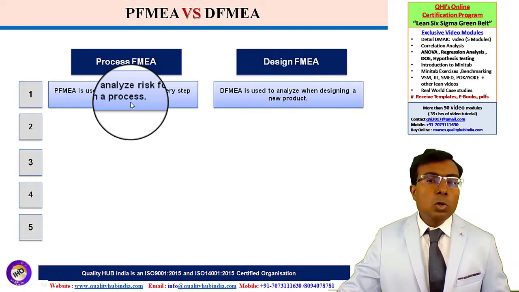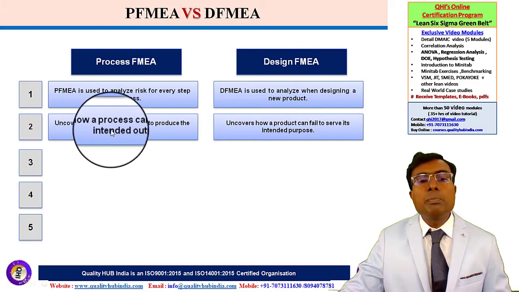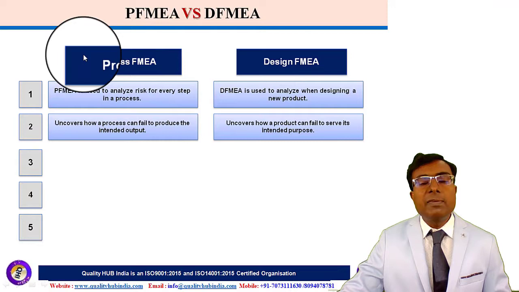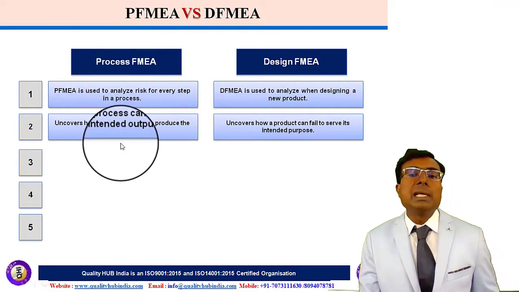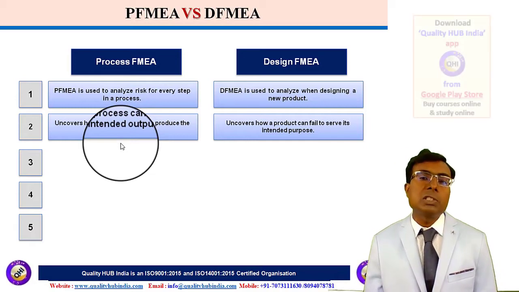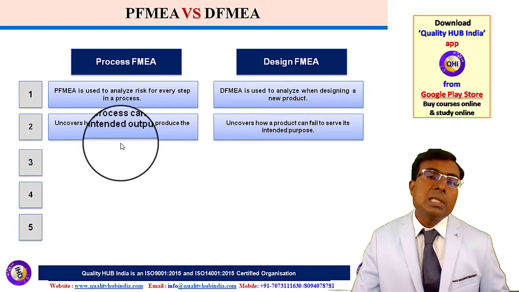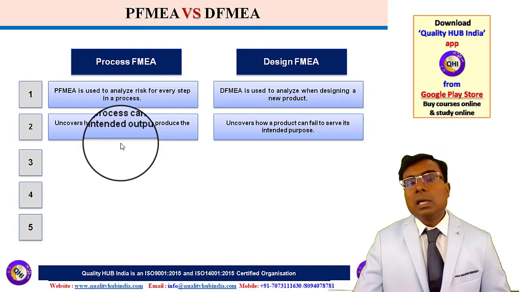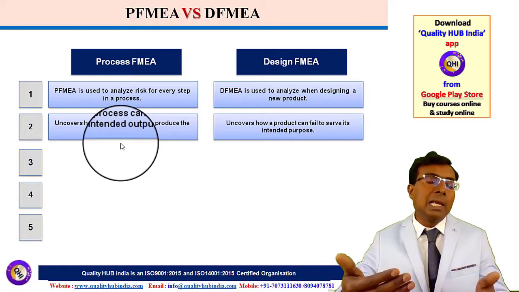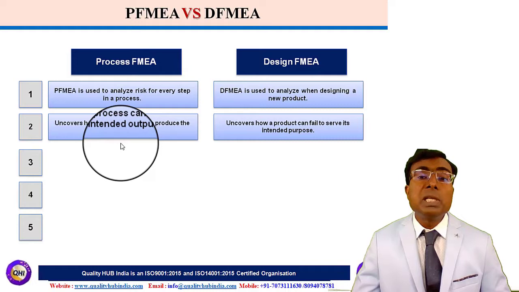That means how the product could fail in terms of its functionality, its fitment, and its form. Let's go to the second difference, which talks about uncovering how a process can fail to produce the intended output. If we talk about process FMEA, the output desired here is the output in different stages of manufacturing or in different stages of service delivery. So if I take the same example of the stamping operation, in blanking, the dimensions required are length and width. So what could go wrong in the length or in the width? The length could be higher, the length could be shortened.